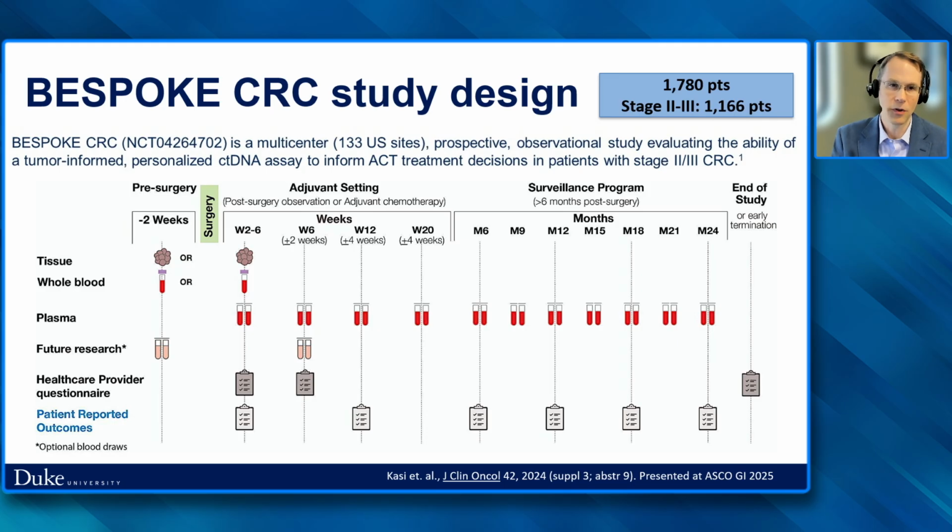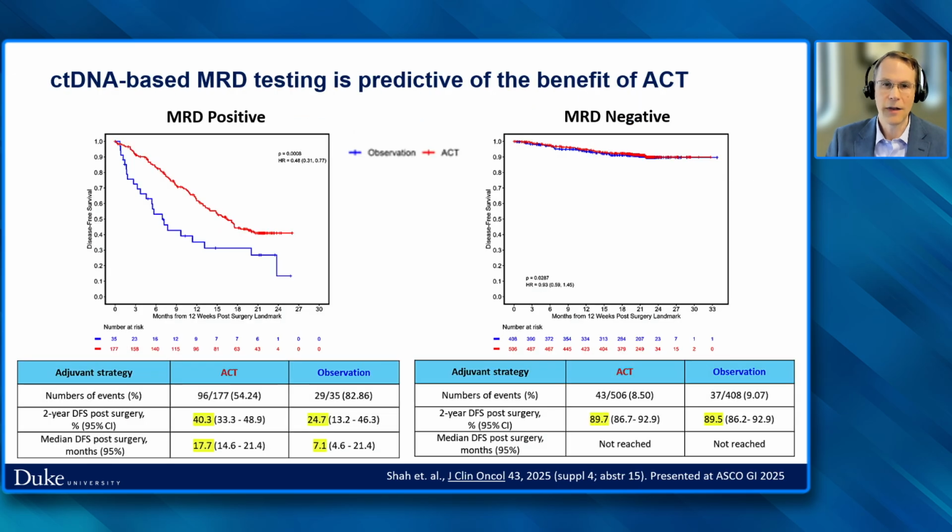So we also have data not just in Japan, but also in the United States presented. This is very similar to the Galaxy study. Here they enrolled nearly 1,800 patients in the United States with stage 2, 3 colon cancer, of whom a little over 1,100 patients were included in this analysis. Once again, this is a real-world validation of the tumor-informed test from Signatera. Blood was drawn before surgery, immediately after surgery, then 6 weeks after surgery, 12 weeks, then every 3 months out to 2 years. And the bottom line is it essentially replicated the data from Japan.